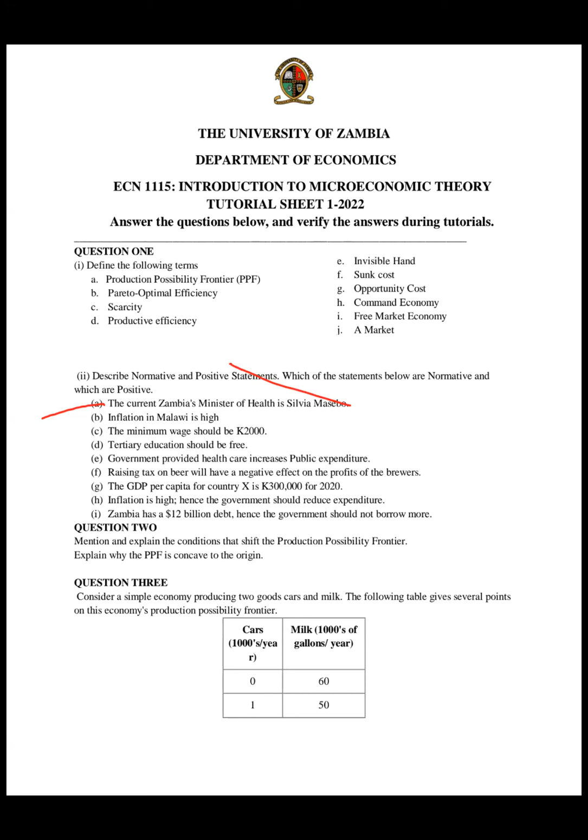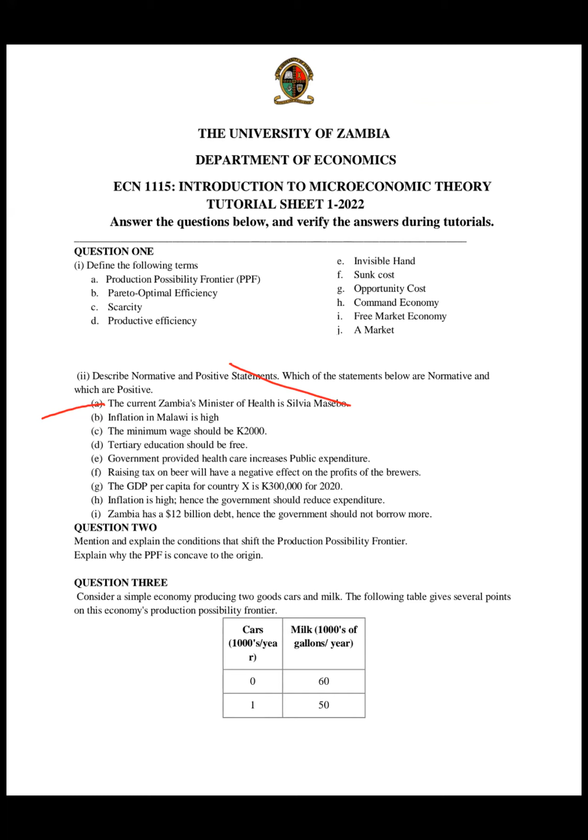Inflation in Malawi is high. Is that positive? It's a positive statement, isn't it? Yes, you can test the validity of the statement. The minimum wage should be 2,000. Is the statement normative or positive? Normative. Yes, those are human opinions.